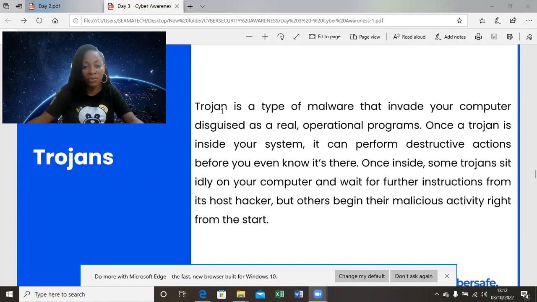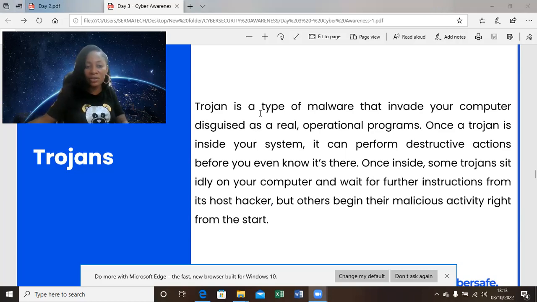The word Trojan comes from the Greek tale where the Trojan horse was used to gain access into a heavily fortified city that was impenetrable. Once inside, the soldiers came out and they were able to win the war just by being able to gain access. So this type of malware is named after that. It invades your computer disguised as a real operational program. You think the program is real, but it is not. It's actually malware. And once it is inside your system, it starts a destructive action before you even realize that it is in there.